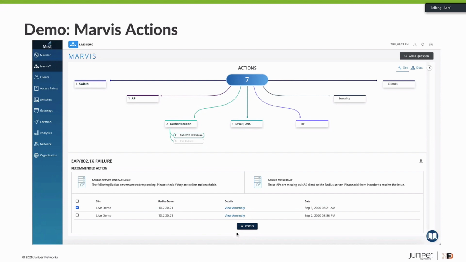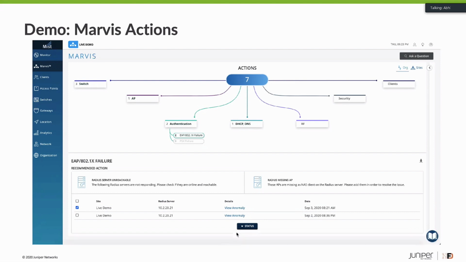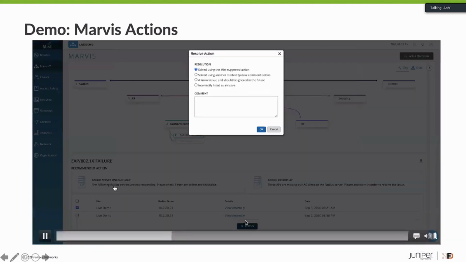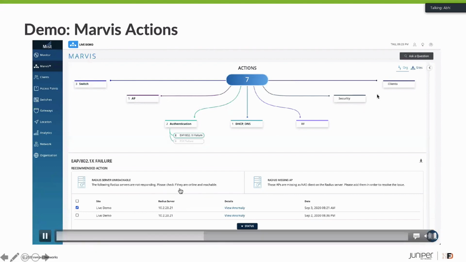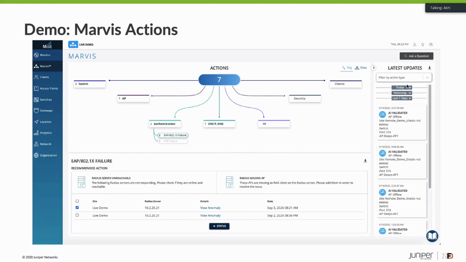Are you looking at the RADIUS server? Are you looking at the client or at the AP? That is key from the actions perspective, to tell you where the problem is. And we also give you reasonable verbiage in there, such as: the following RADIUS servers are not responding, please check if they're online and reachable. I think that is powerful for a network administrator, to look at and see where the problem is, instead of having to hunt and peck around a particular problem.